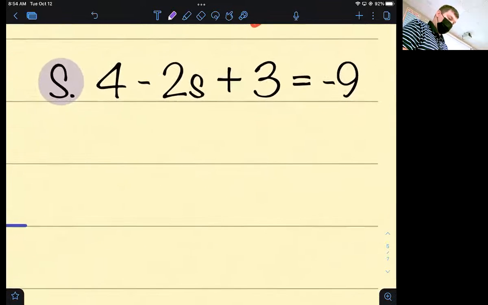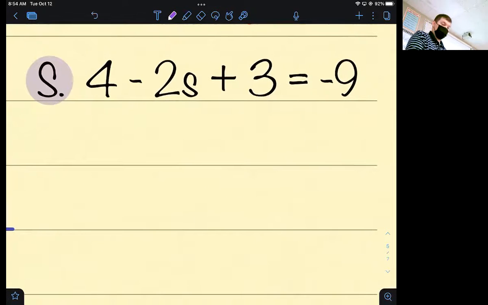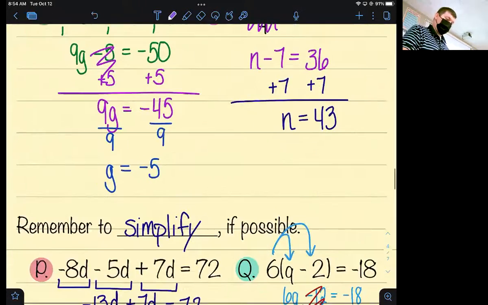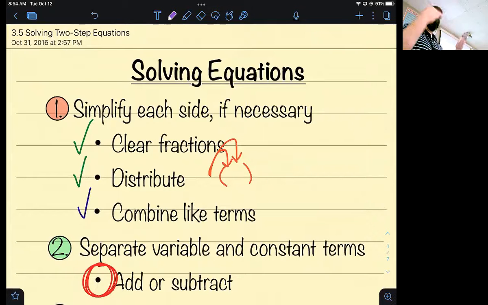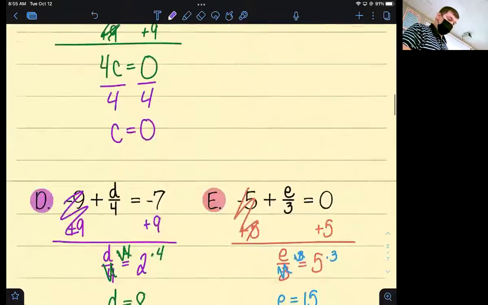Example S, there's a lot going on the left side of that equal sign, Branson. What should I do first? Not yet. Yes, combine your like terms together. Remember, combining your like terms is one of those initial simplifying steps. I keep coming back to this, but that's because we're doing not just 2-step, some of these are 3-step equations now.